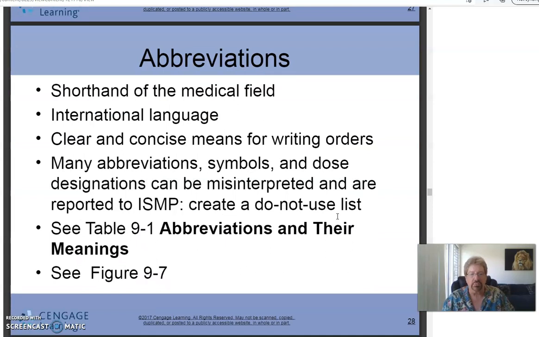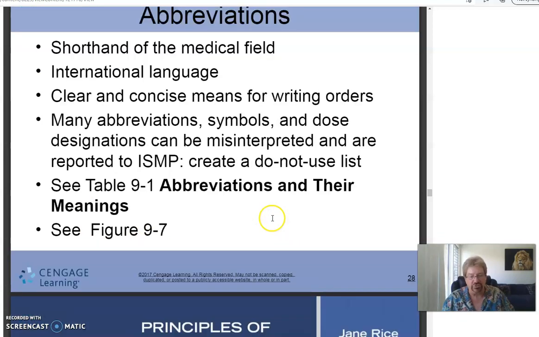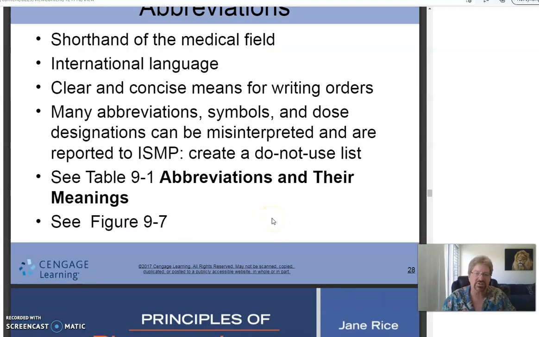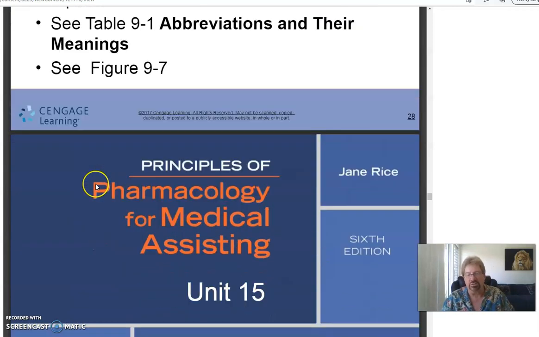Abbreviations: shorthand in the medical field, international language, clear and concise means for writing orders. Many abbreviations, symbols, and dose designations can be misinterpreted. Reported to ISMP. Let's see, look at table 1.9, abbreviations and their meanings. There'll probably be a number of those guys that are important. You need to for sure do that. Don't skip over reading the textbook. That's one of the biggest mistakes you can make.